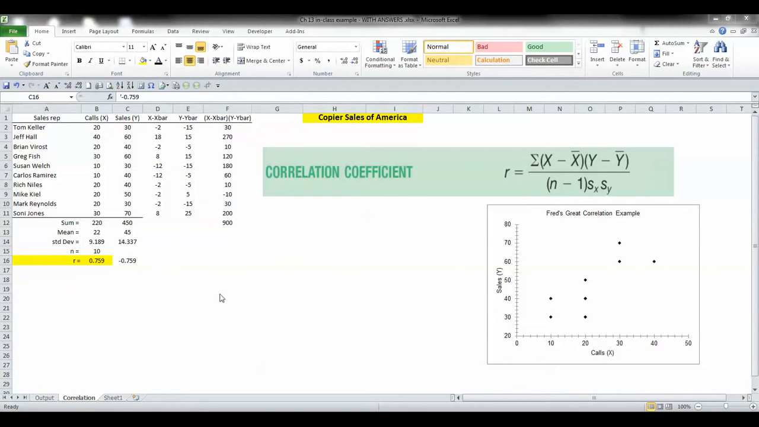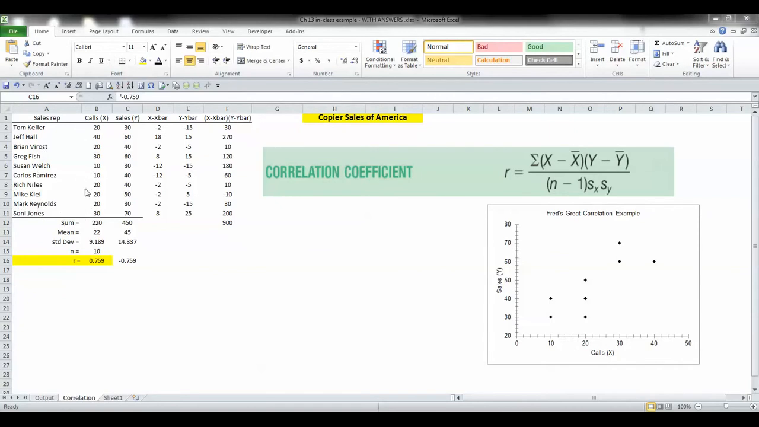Well, that wasn't too difficult. Now that we're done, we can move on, right? Well, no, not really. Because what we found is that the correlation coefficient of 0.759 is between the number of sales calls made and the number of copiers sold. But only 10 people were sampled. And I kind of kept this a secret, but the total number of salespeople in the Copier Sales of America company is greater than 10.